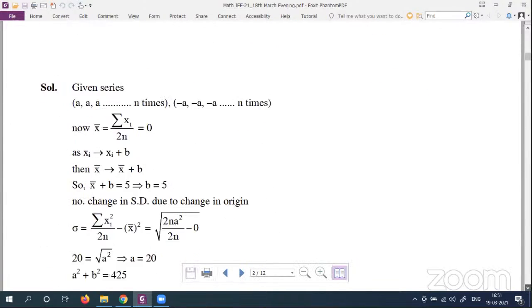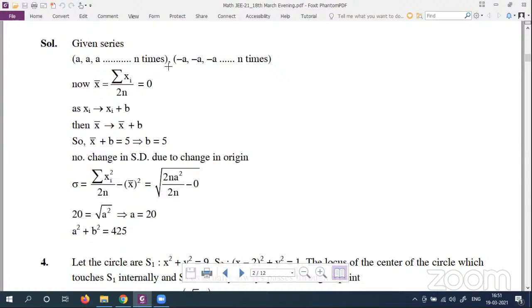So to solve this, we have the term A n times and minus A n times. So for the given terms, what will be the mean? For the given terms, mean will become 0, because sum of terms will become 0 for this. Next, by adding a term B, mean will also be added by B. So the new mean will be initial mean plus B, which is given as 5. So from that we get B is equal to 5.